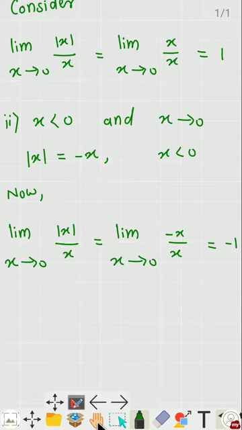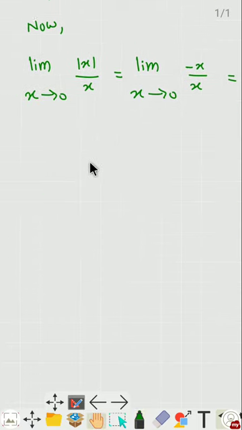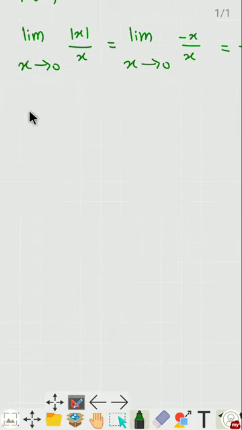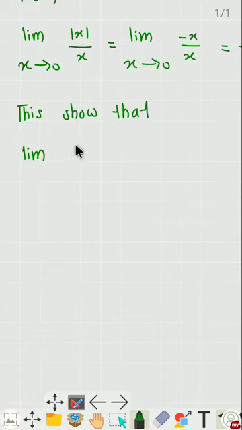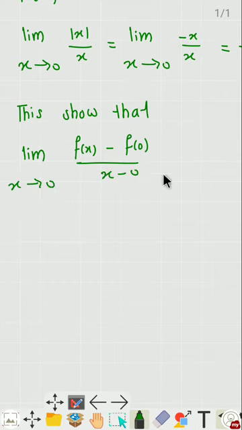So this shows that the limit of f of x minus f of 0 divided by x minus 0 as x tends to 0 does not exist.